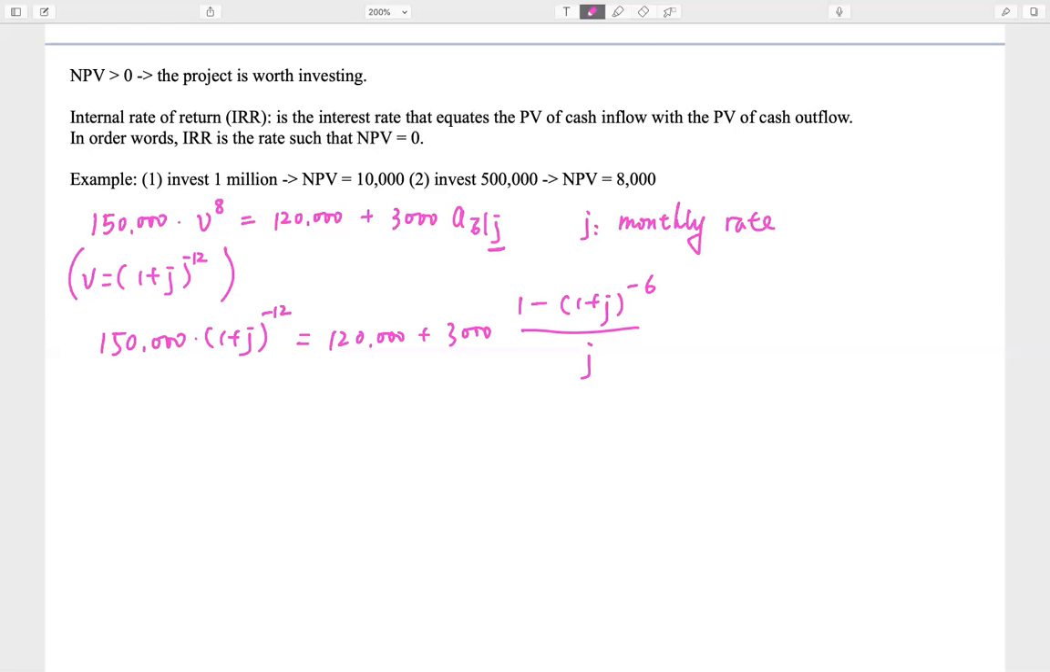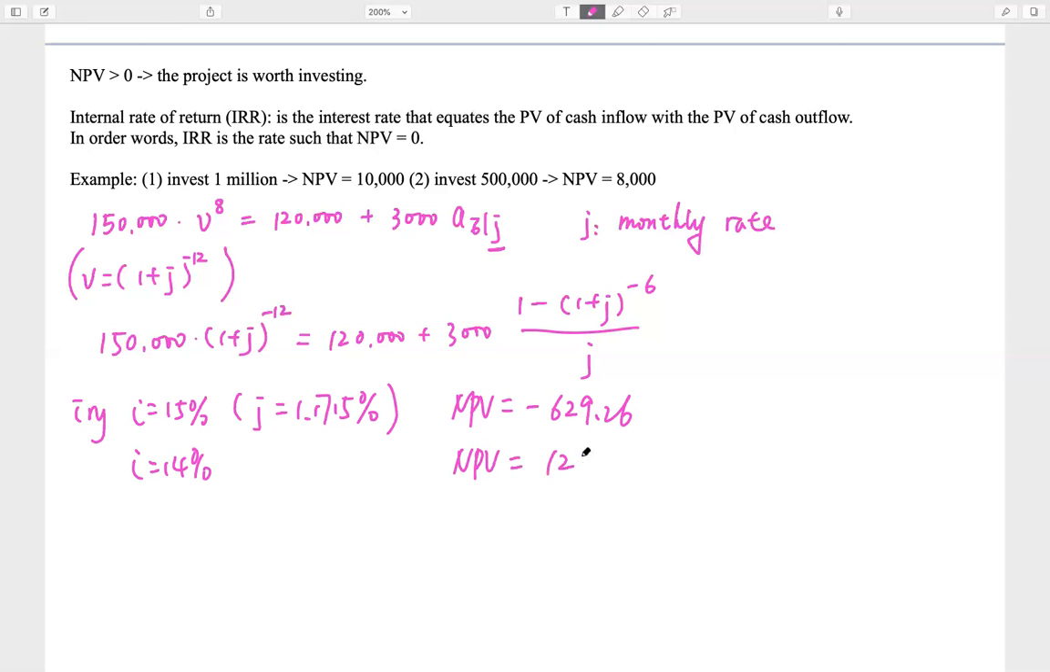One thing you can do is trial and error. So for instance, let's say you try i is 15%. That means j is about 1.1715, and then you get NPV is negative something. Okay, it's negative. Then I will need to try a lesser interest rate, and then I will get NPV is about 125. Okay, then I get a positive number.